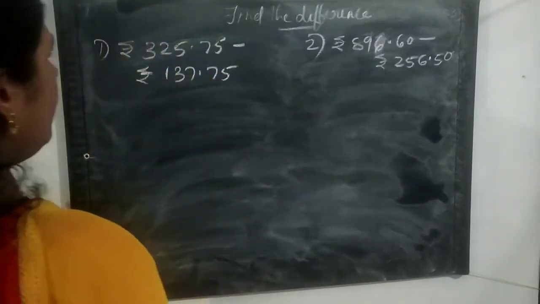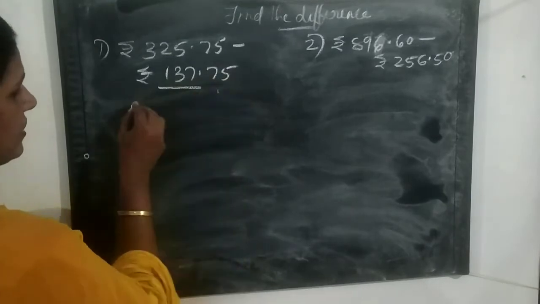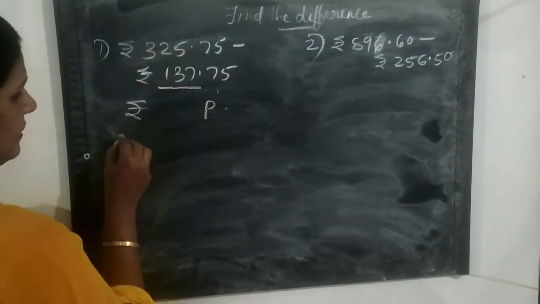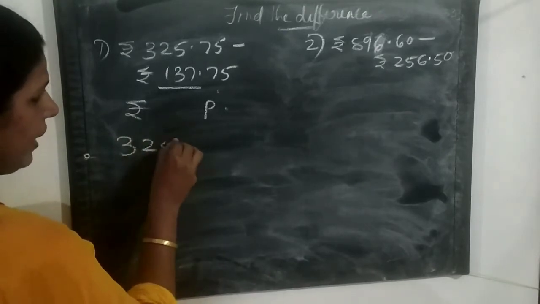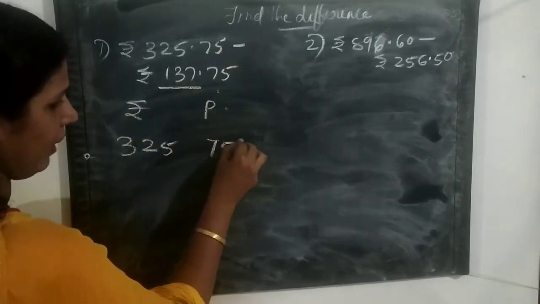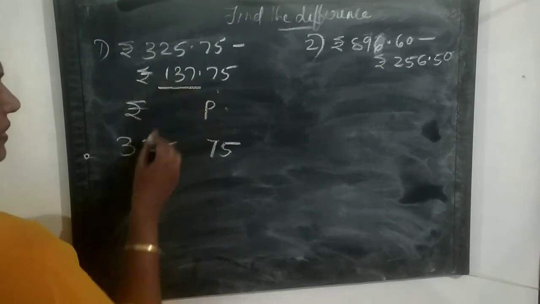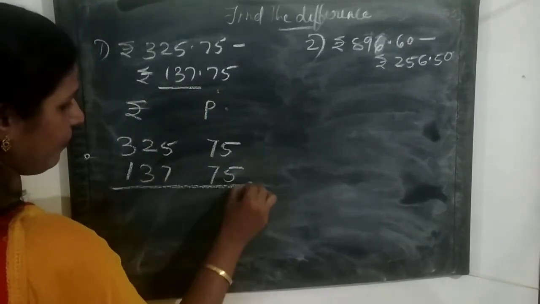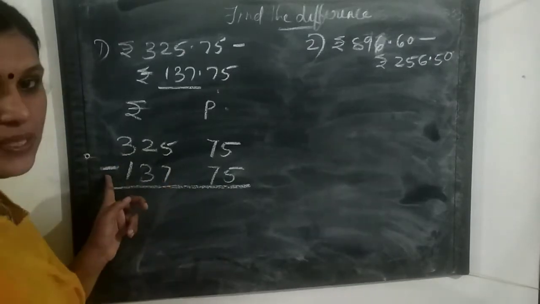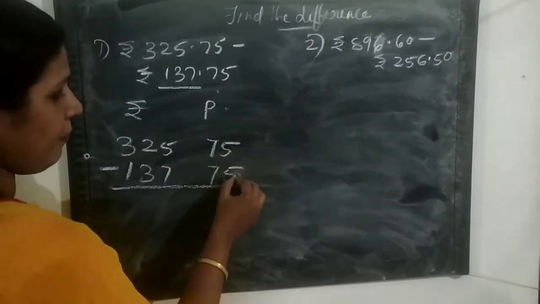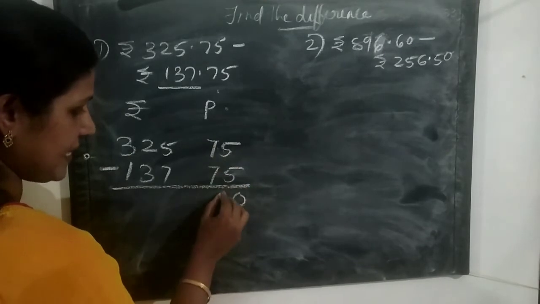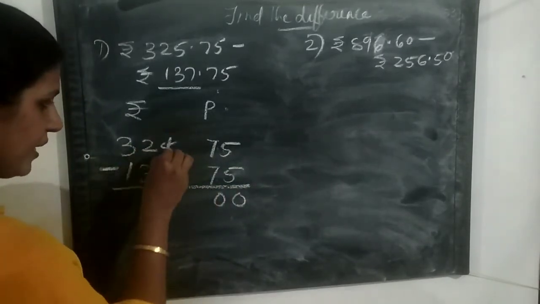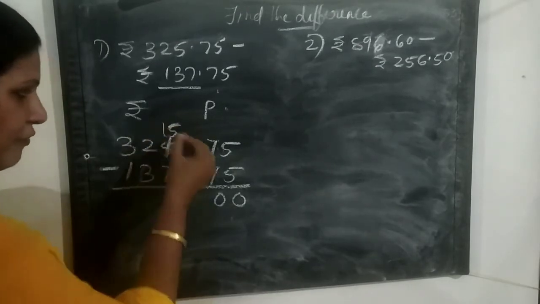Okay. So for the question, first we write rupees and paisa. Then it is 325.75. Then here rupees is 137.75. Next we are going to subtract now. 5 minus 5, 0. 7 minus 7, 0. 5 minus 7 we can't, so we borrow 1 from here, we cut the number and borrow 1 from here.